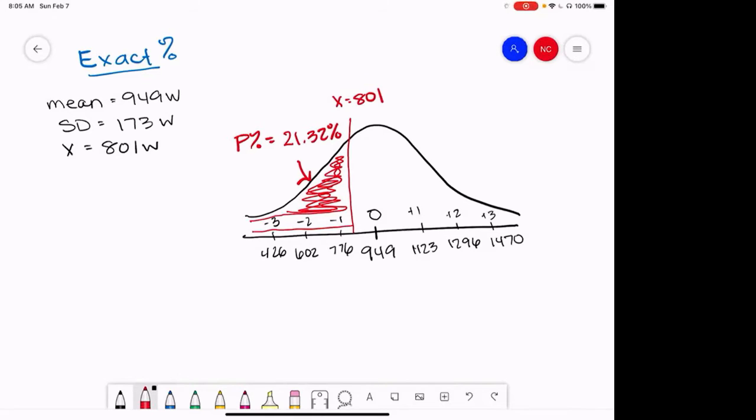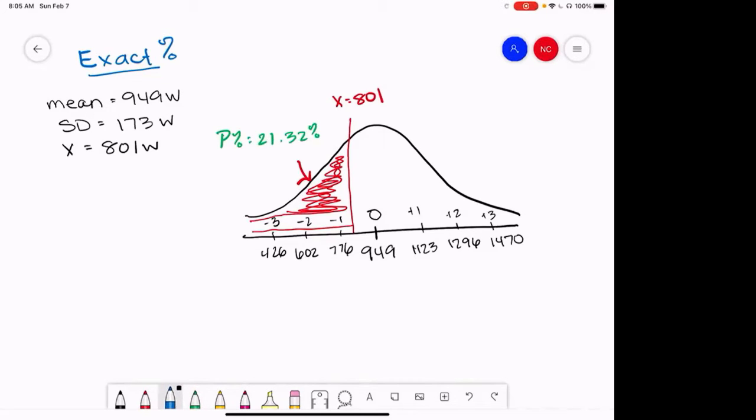And actually, I'm going to do that in a different color so we can point out some differences. So the percentile is 21.32. Okay, so that's good, right? I feel like most of you pretty much understand this concept so far, right?